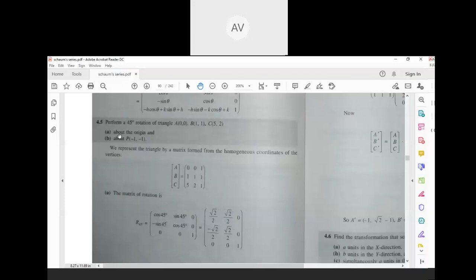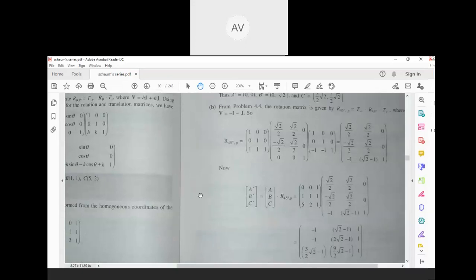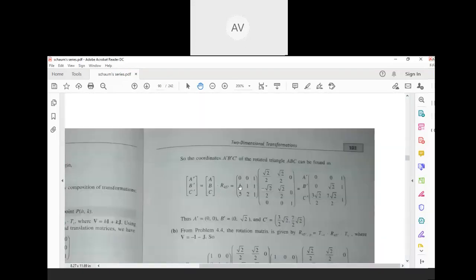Here remember one thing: the origin is there, and the A value is 0 0, which means one point is fixed at the origin only. That's why there is no requirement of translation of the matrices. So directly I will multiply the triangle matrix by the rotation matrix, and you will get the new coordinates of the rotated triangle.